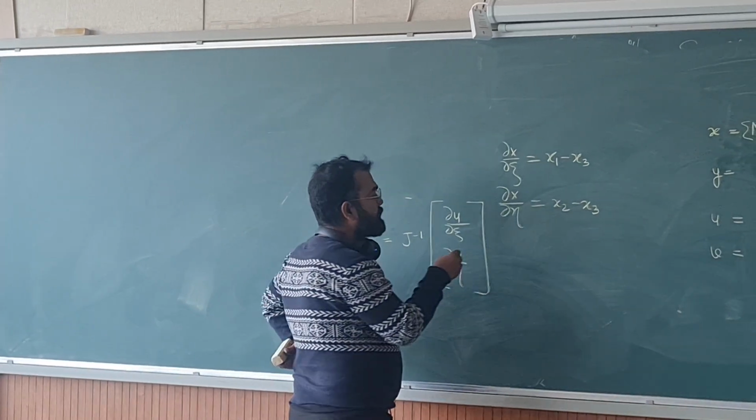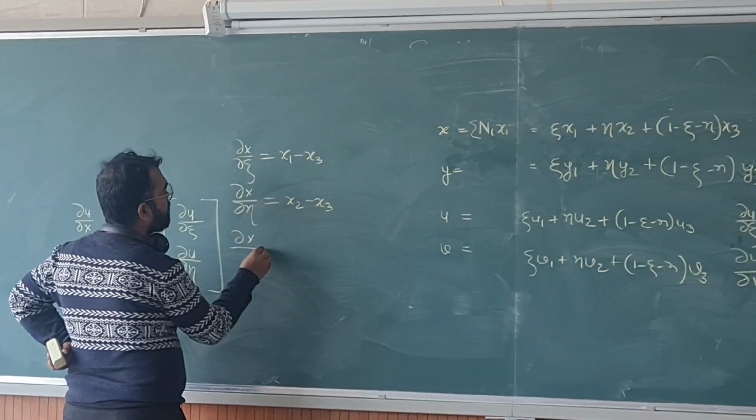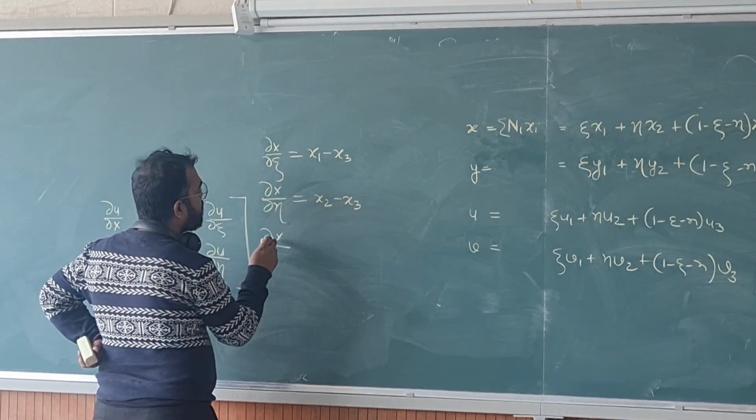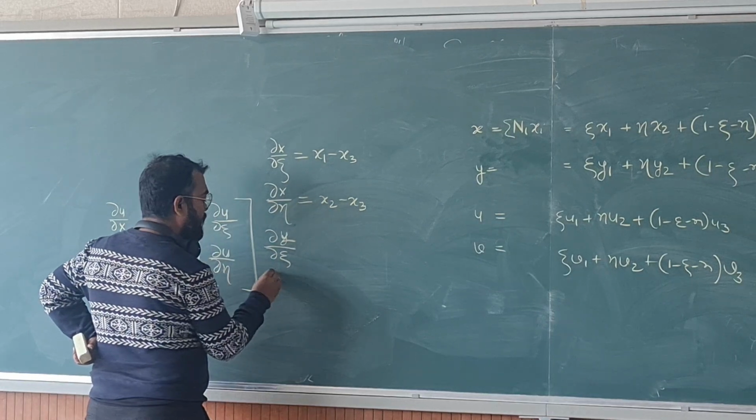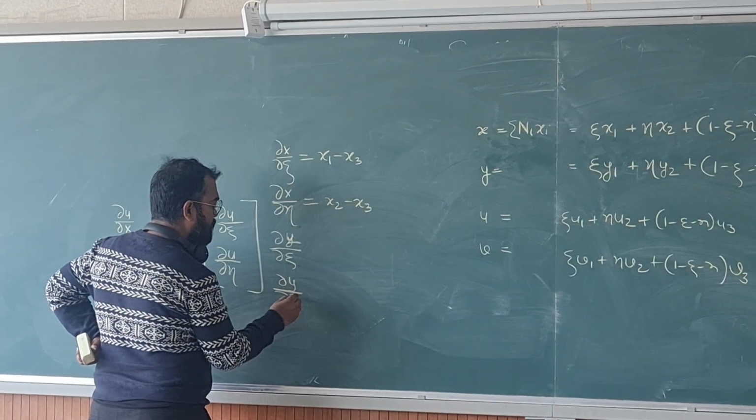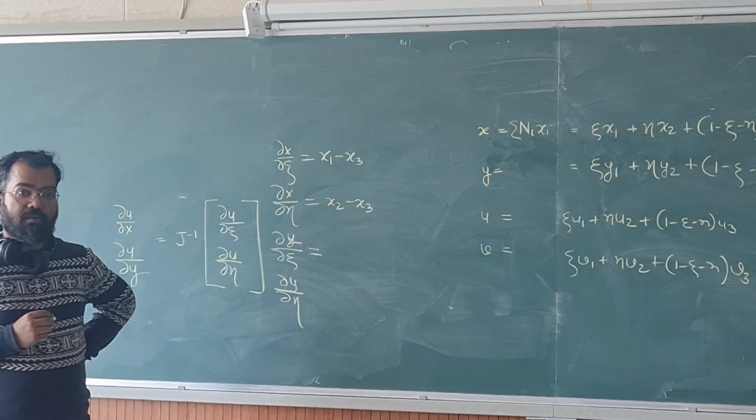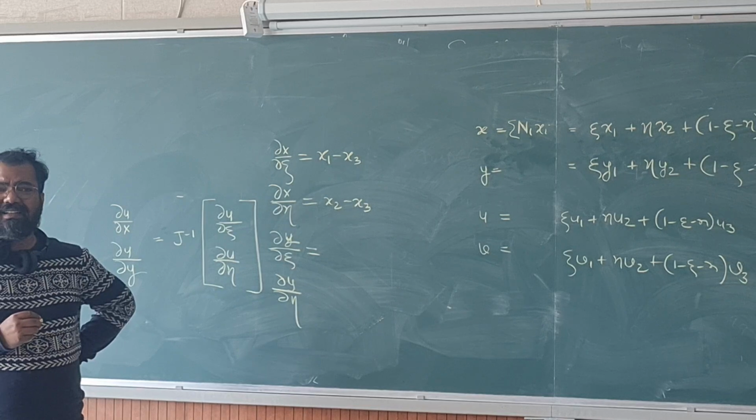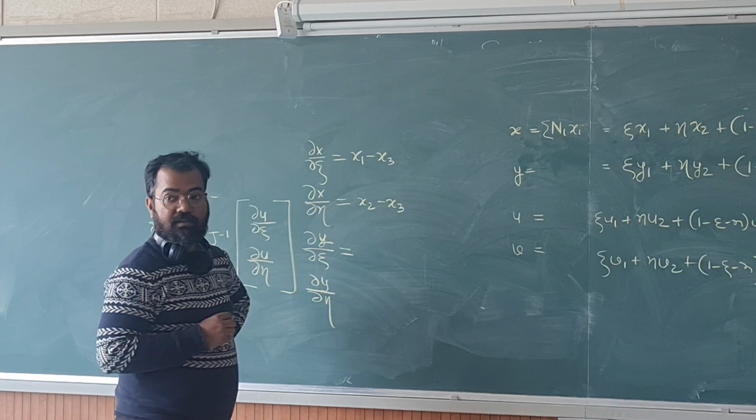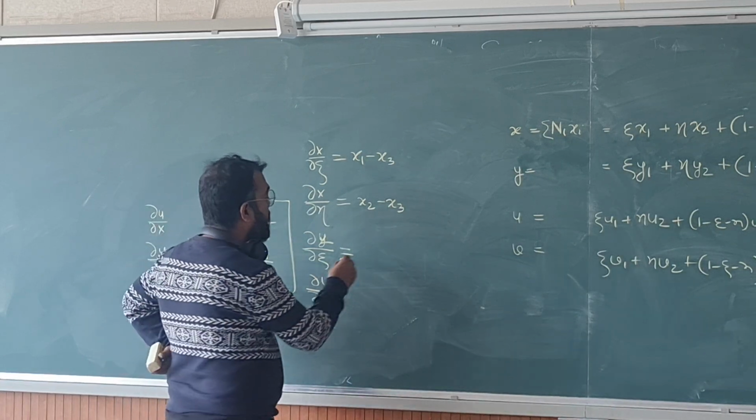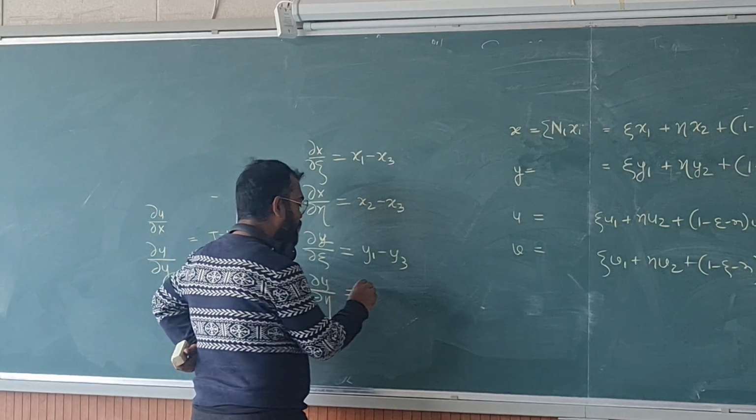So now you tell me, what do we need now? We need del x by del eta, that is done, this one is done. So we need del y by del epsilon and del y by del eta. बताओ क्या हो गया? y1 minus what? y1 minus y3, del y by del epsilon. Yes sir. Okay. So y1 minus y3, and this will be y2 minus y3.